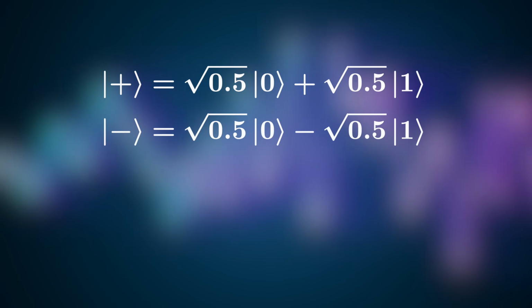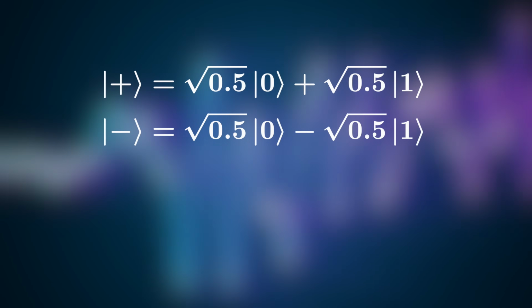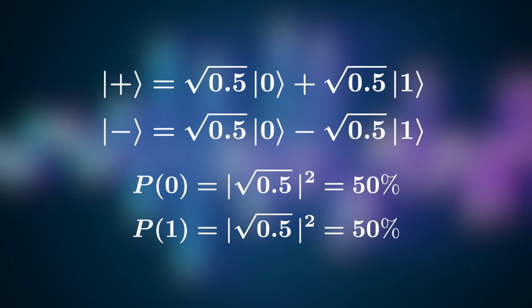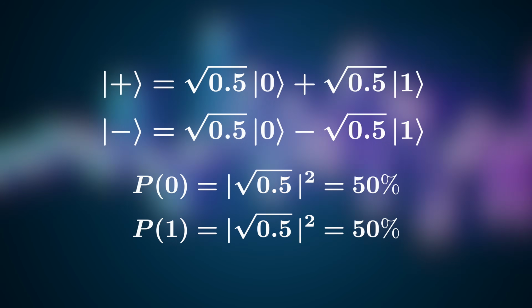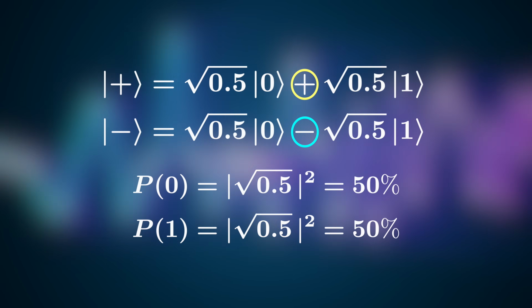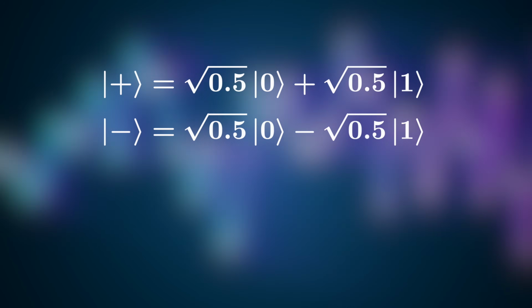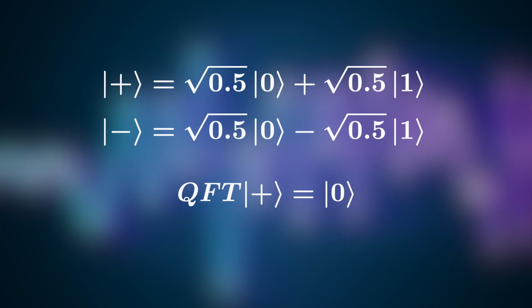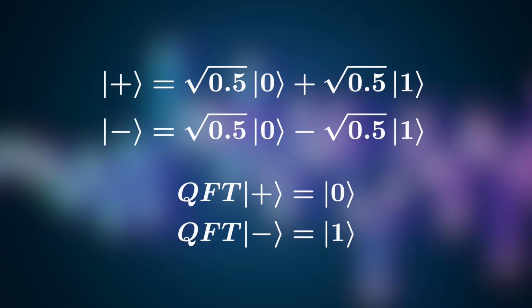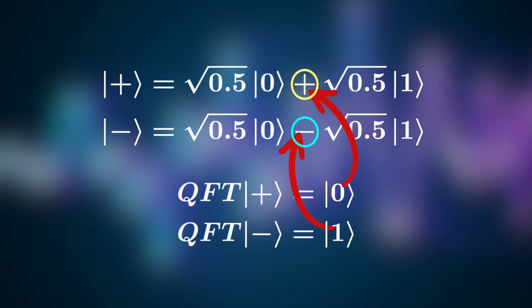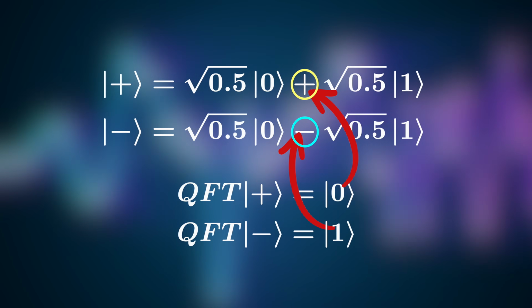For example, as we saw, the states plus and minus give the exact same measurement results. All we get is 50% 0 and 50% 1. But we can never tell whether the phase is +1 or -1 or anything else. When we apply the QFT to the plus state, we get 0, and the minus state is transformed to 1. So after the QFT, we can easily measure this phase information.